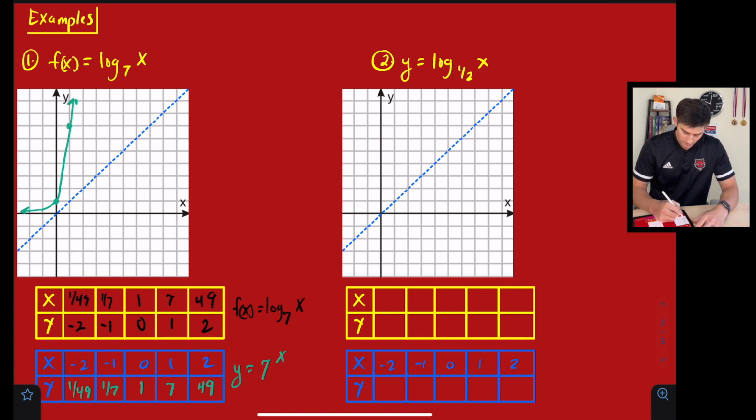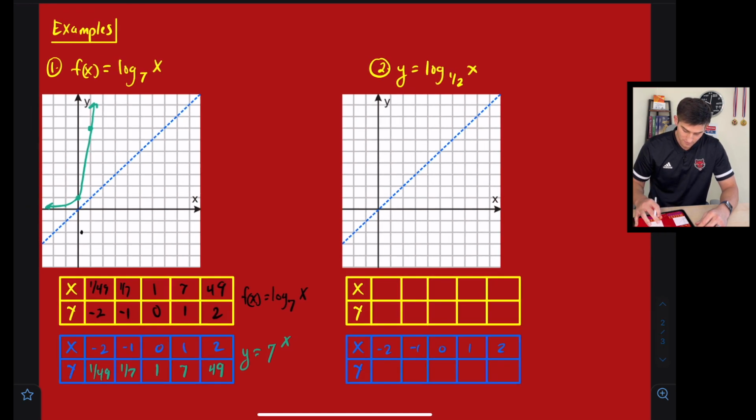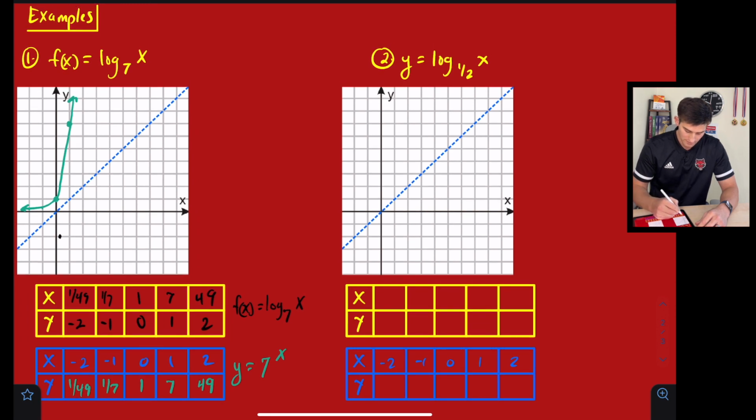So 1 over 49 comma -2: 1 over 49 is very close to the y-axis, and -2, so maybe somewhere around in there. Then 1 over 7 comma -1, so maybe somewhere around in here as well. 1 comma 0, right here. Then 7 comma 1, and obviously 49 comma 2 is not going to fit on our graph. Now we can draw our graph this way. Let me make that a little bit better.